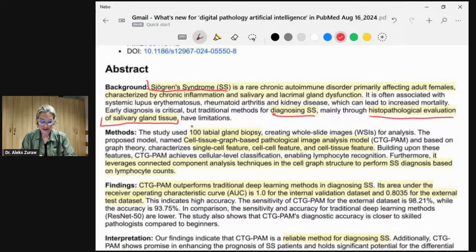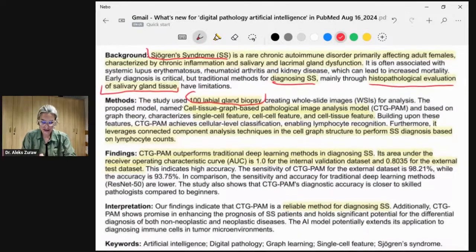And so what happened here, they had 100 labial gland biopsies, so from the lip, and there are little salivary glands. And they made whole slide images, and they used this method called the cell tissue graph-based pathological image analysis model. That's a complicated name. CTG-PAM.